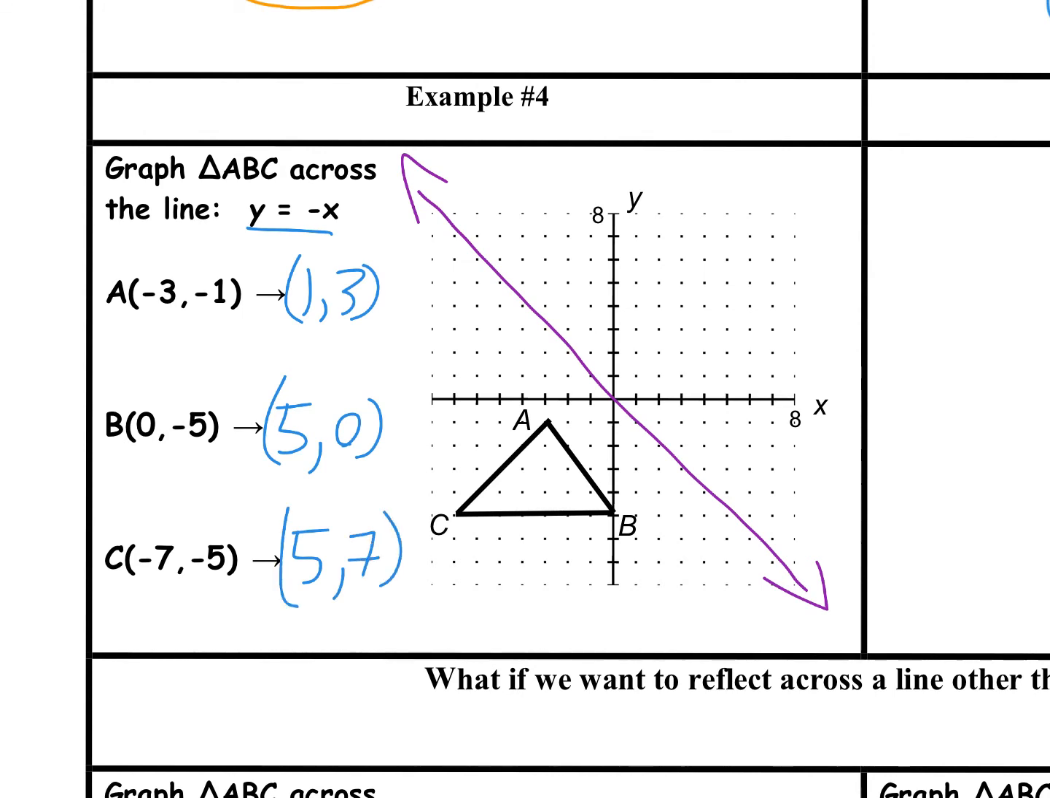Go ahead and put those points in. Five, and then 7. Connect our dots. Gives our reflected shape.